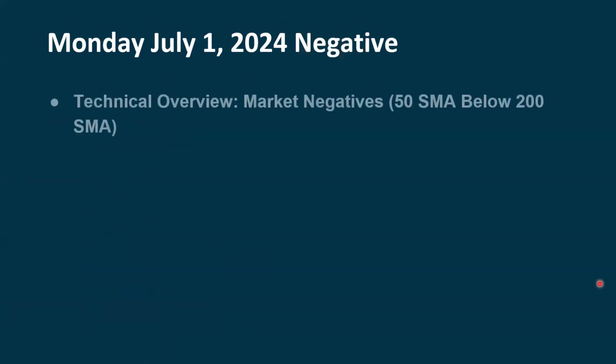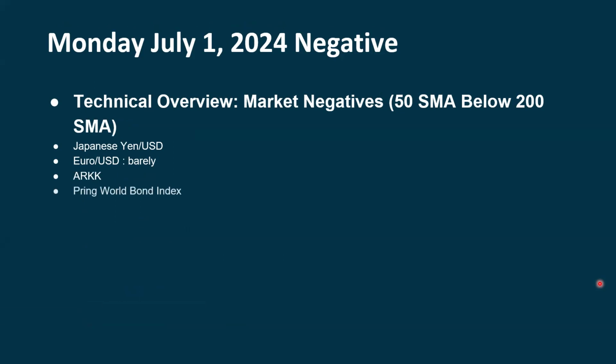Then I look at the negative things, and it's a relatively short list. This is when the 50-day moving average is below the 200-day simple moving average. The Japanese yen is in a downtrend compared to the US dollar. The euro, it's not really strongly in a downtrend, but still has been underperforming for a while. ARK is in a downtrend, and then the Pring World Bond Index. And those are the negative things that are happening.